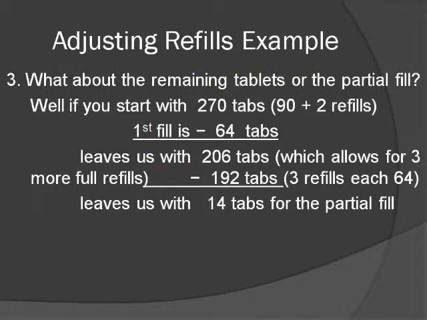And because it leaves us with 206 tablets, we'll get 3 more full refills. And then the partial fill will be 14 tablets. So in your book, with adjusting the refills, there are 3 lines asking you what you are going to give on the initial fill, what you are going to give for refills, so that'll be whole numbers, and then what the partial will be, if there's a partial.